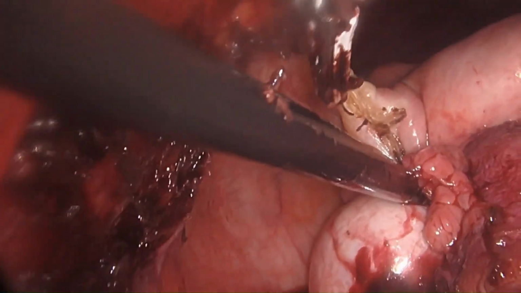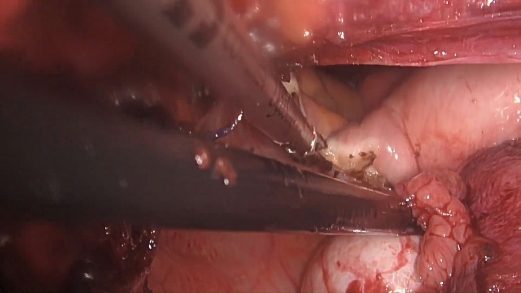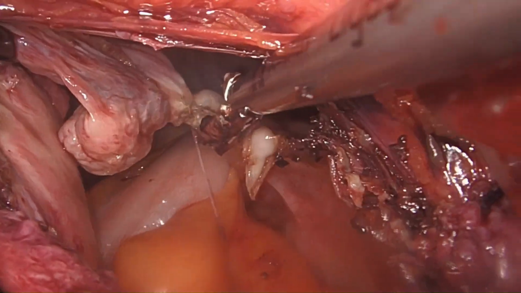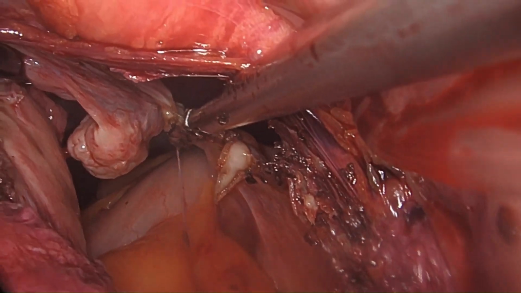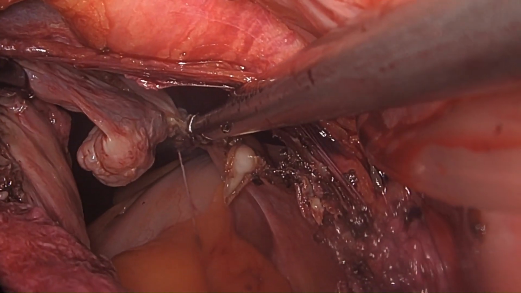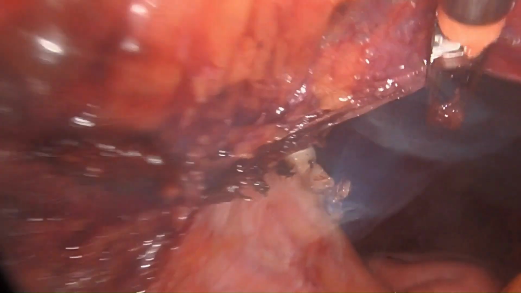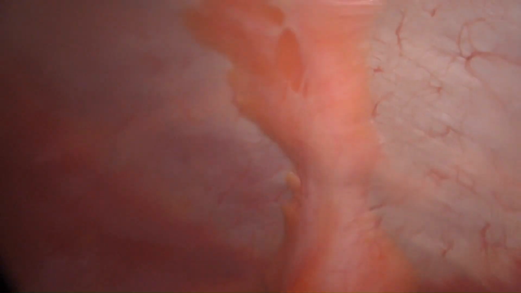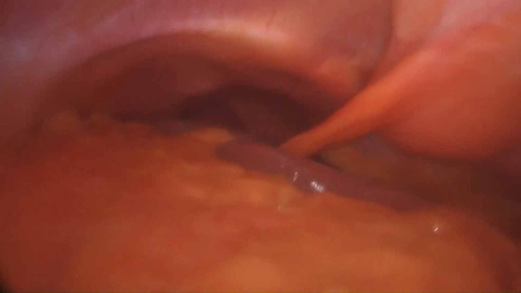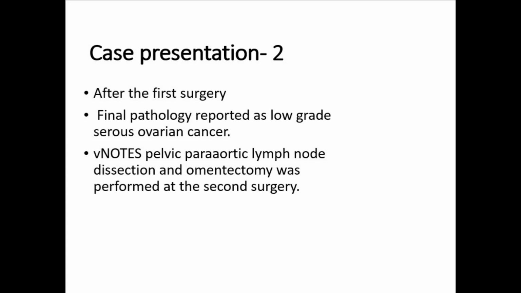Although the frozen section showed serous ovarian cancer, the final pathology result was awaited because the patient and her relatives did not accept staging surgery. Intra-abdominal examination revealed no evidence of metastasis. In the final pathology, low-grade 4.5 to 4 cm FIGO stage 1A ovarian cancer was reported in the right ovary. vNOTES staging surgery was planned.